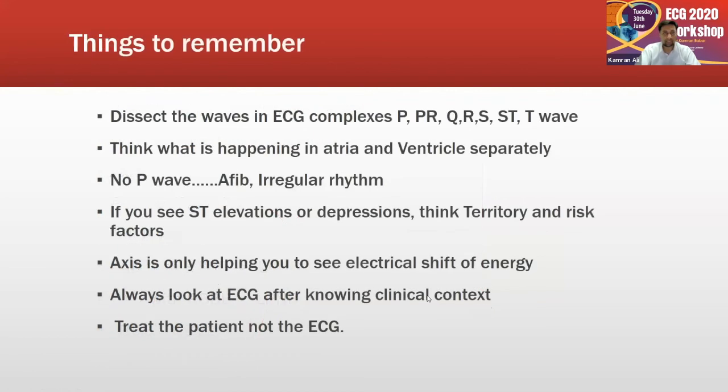All right. You should always develop a methodology to dissect the ECG, look at the complexes one by one. Think separately what is happening in the atria, what is happening in the ventricle, and if there is an irregularity, the PR interval should be variable. If there is no P wave, think of AFib. If it is a really regular rhythm with no P wave, think digitalis toxicity. ST segments, whenever there is depression or elevation, think in terms of coronaries.